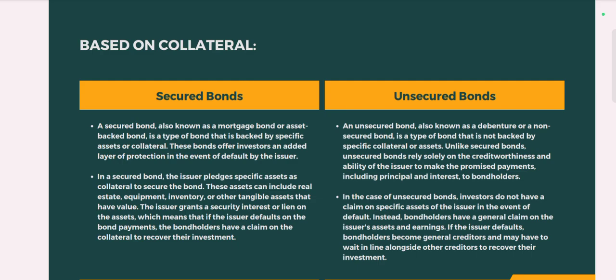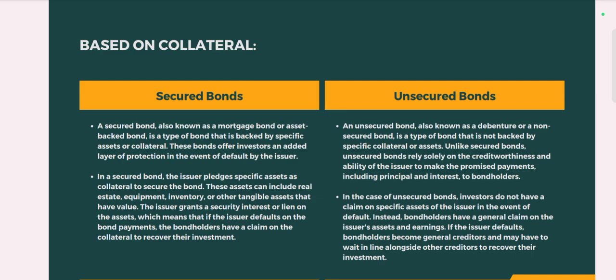Unsecured bonds, also known as debentures or non-secured bonds, are a type of bond that is not backed by specific collateral or assets. Unlike secured bonds, unsecured bonds rely solely on the creditworthiness and ability of the issuer to make the promised payments, including principal and interest, to the bondholder.